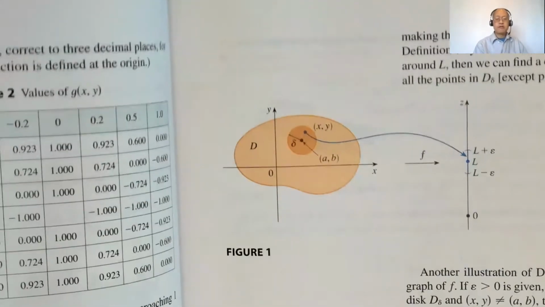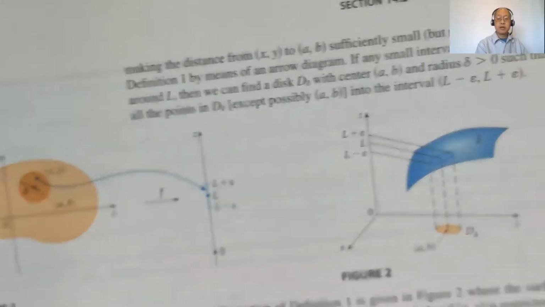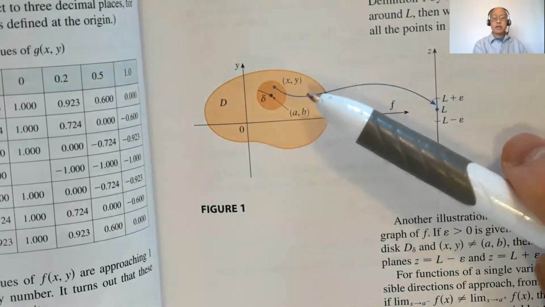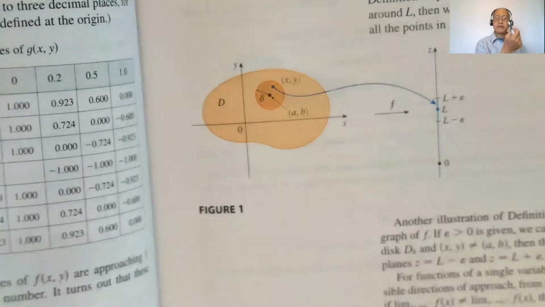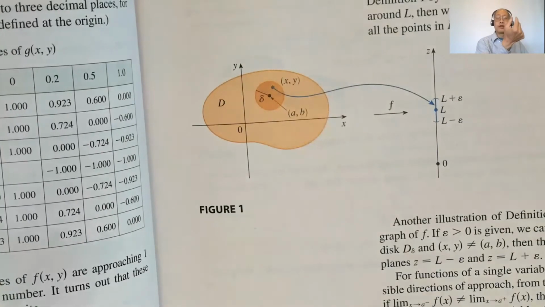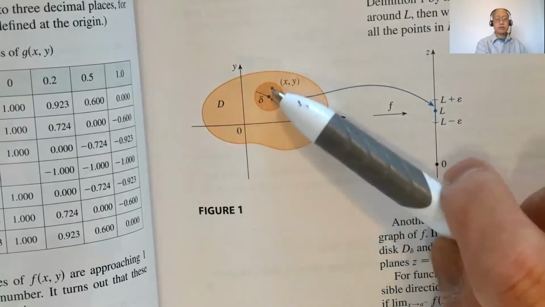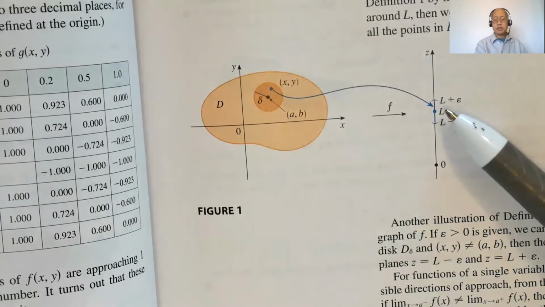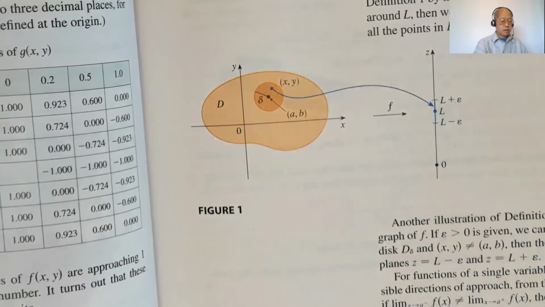And here's sort of an intuitive picture, figures 1 and 2 on page 905. If (x, y) is close to (a, b), but not quite at (a, b), then instead of in Calc 1, where you move a little bit to the left or the right, you're within a certain distance, within a certain disk. And then the function values are within epsilon of each other over here. It's the idea of a limit.